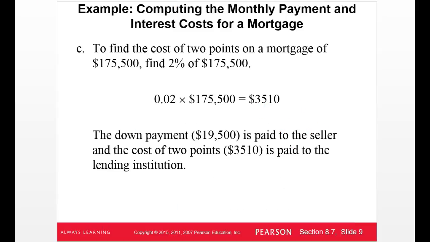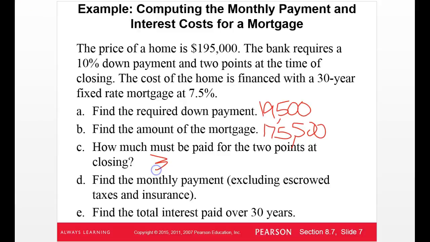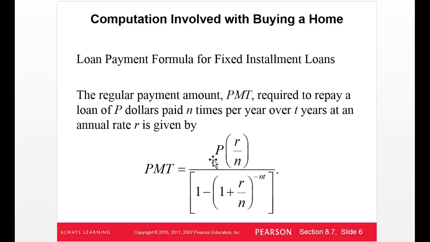3,510. Now that 19,500 is paid to the seller, the 3,510 is paid to whomever is giving us the money for the loan, for the mortgage. To find the monthly payment, we have to use that formula right here. So we're going to plug in all that information that we have: the principal, how much we're going to have to repay back, the R, the 7.5%, the N is 12, T is 30. It's a 30-year loan.